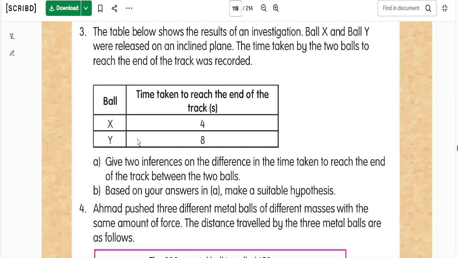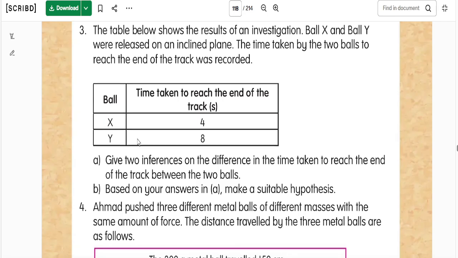So which one is faster? Which one is slower? That's what it is asking. Ball X is faster than Ball Y because it has taken less time to reach. Okay. Yeah. Sure. B.